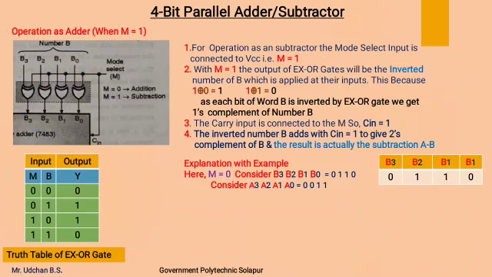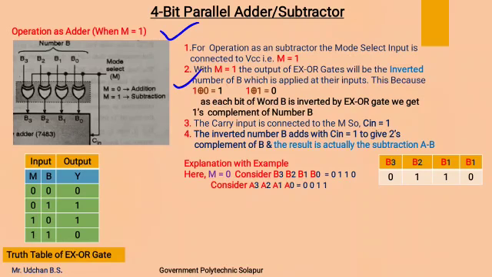Now next we will see a 4-bit parallel adder subtractor with mode select input 1. Now here mode select input is made 1, so that this circuit is going to act as a subtractor. Now we will see how this is going to happen.